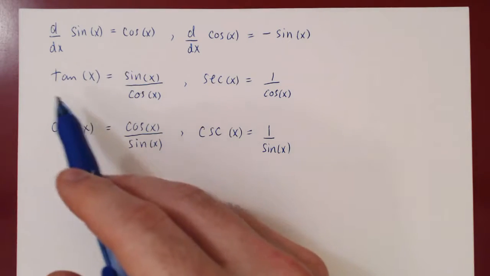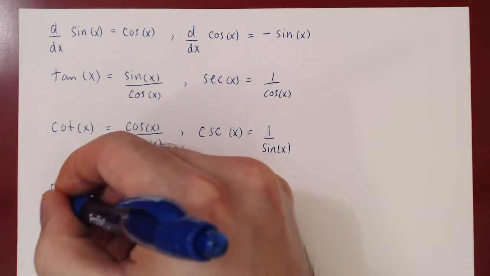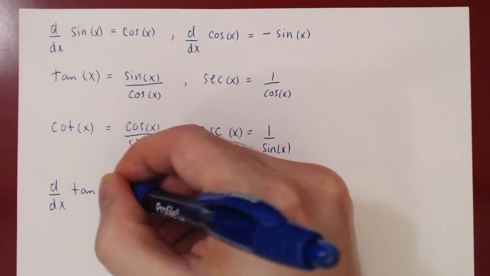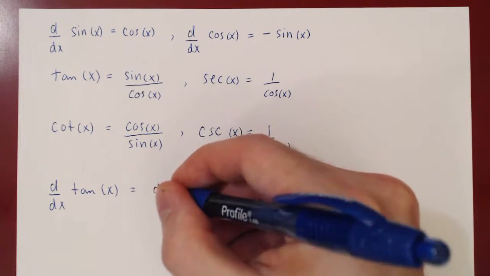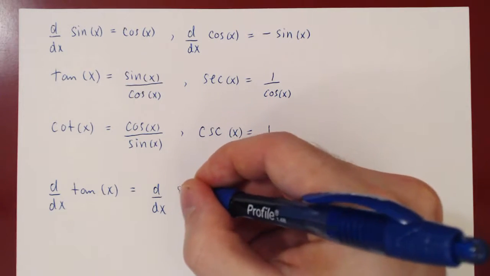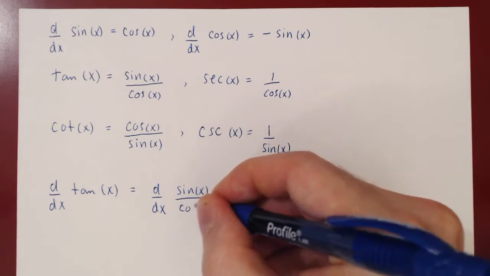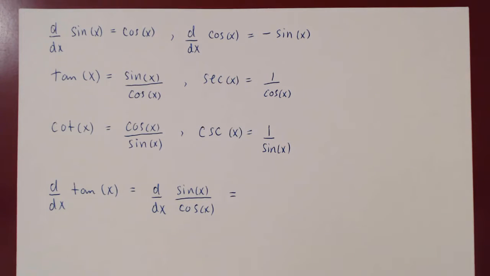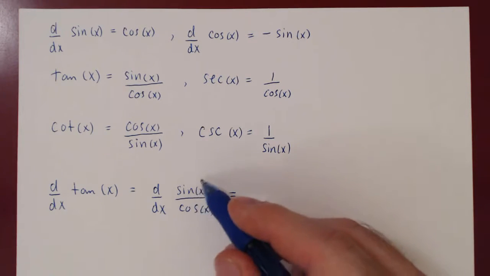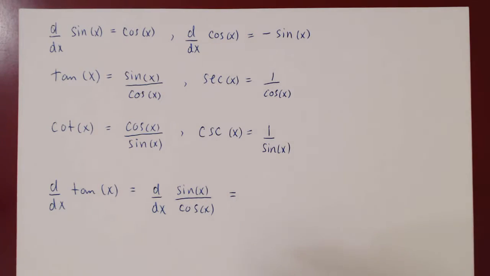Right? So let's now find the derivative of tan of x. If we differentiate tan of x, well, the idea is just to rewrite tan of x as sine of x over cos of x. And now we have the quotient of sine of x over cos of x. We can find the derivative of this expression with the quotient rule, because we know the derivative of sine is cosine, and the derivative of cosine is negative sine of x. So let's see what comes out.